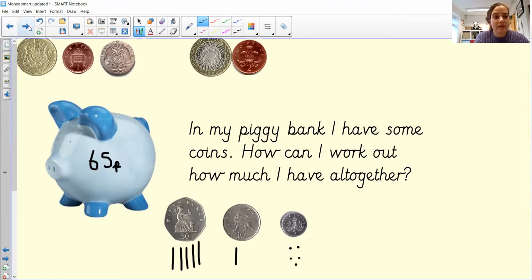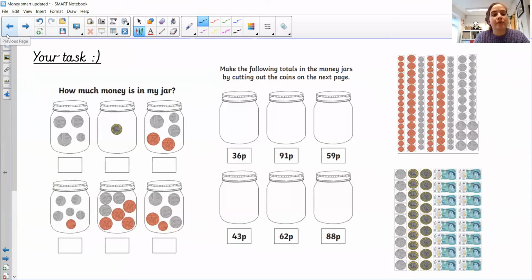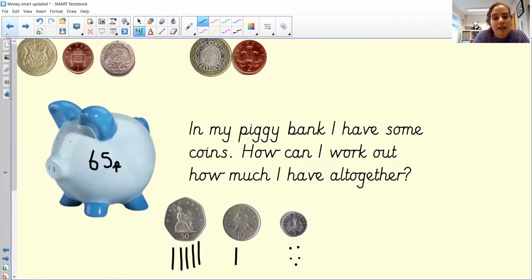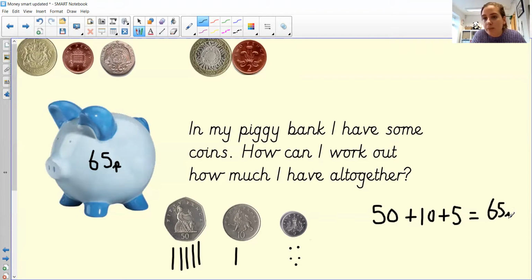Excellent. I hope you guys came to the same answer as I did. Now, there's a little bit of a challenge here: you could look at recording these as calculations as well. So if you wanted to, before we move on to your task, because you can do this as part of your task as well. Again, you guys will do this a lot neater than I will because I'm trying to do this on the computer. But it's 65p.